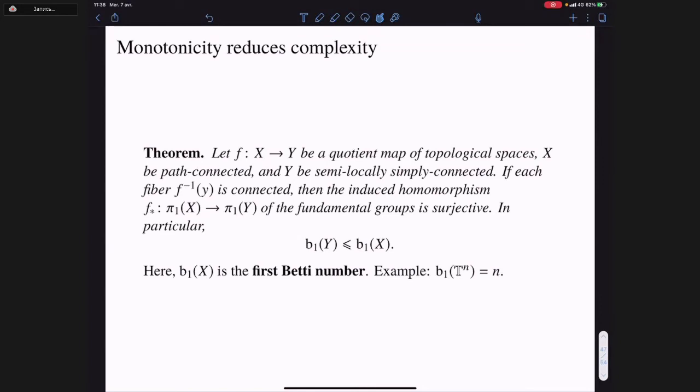If the quotient map is monotone and the spaces are nice, then the induced homomorphism on the level of fundamental groups is surjective. In particular, you get an inequality of Betti numbers, and you don't need to know what the first Betti number is. It's just sufficient to know that if you take the Betti number of a torus, then it equals n. And in this way, you start to see how this weird monotonicity property, this connectivity of the fibers, pre-images, can help you show that quotient spaces are less complicated than the spaces you started with.